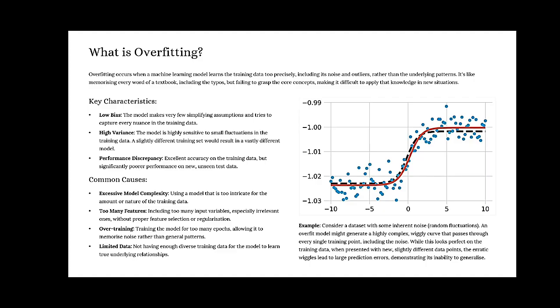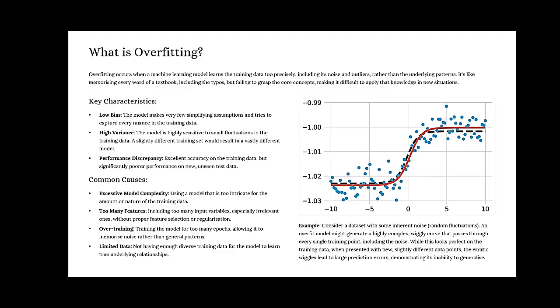Its key characteristics are low bias, which means it makes very few simplifying assumptions. Then high variance: the model is highly sensitive to small fluctuations in the training data. Then performance discrepancy, this is the biggest giveaway: excellent accuracy on training data, but significantly poor performance on new, unseen test data. And the common causes of overfitting are excessive model complexity, too many features, overtraining, and limited data.